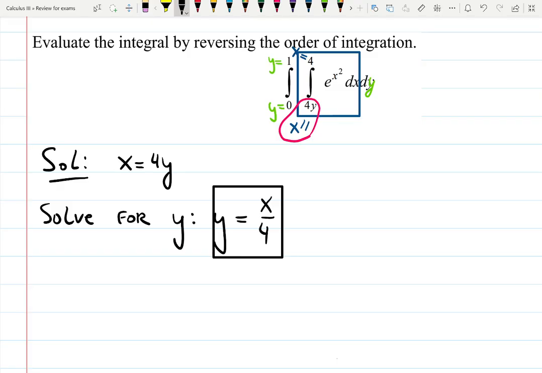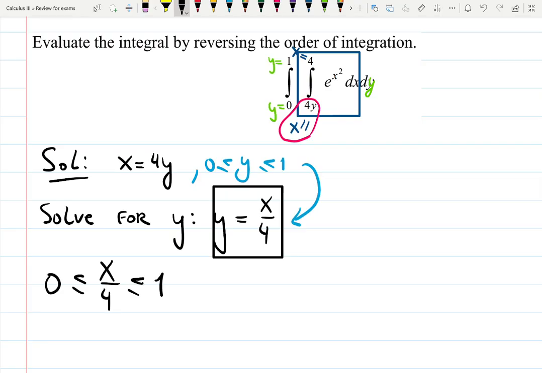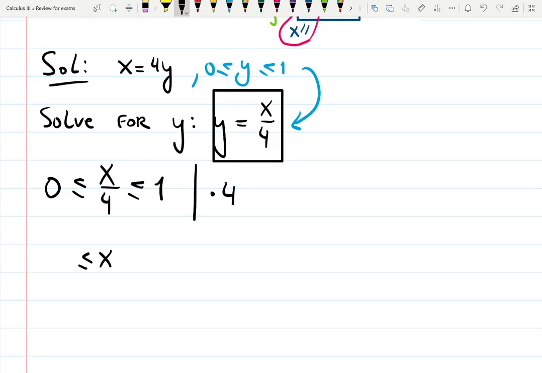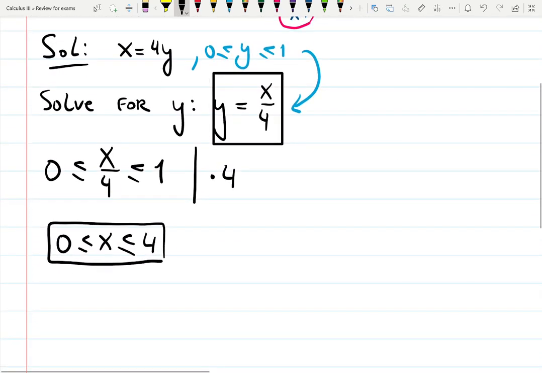Now, we need y to be from a number to a number. But I just said that y is running from 0 to 1. So using this information, we can plug y that runs from 0 to 1 into the equation we just found. So it will be x over 4 running between 0 and 1. Now multiply by 4, basically we're solving the inequality, and now we have that x is running from 0 to 4 instead of from a function to a function. While y used to be running from 0 to 1, x now is running from 0 to 4.